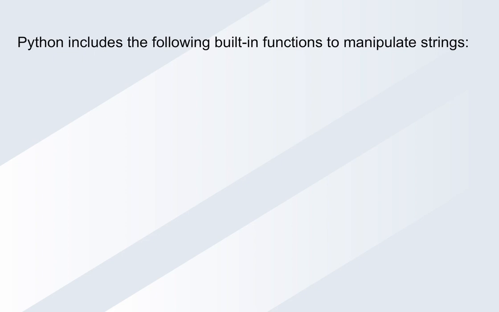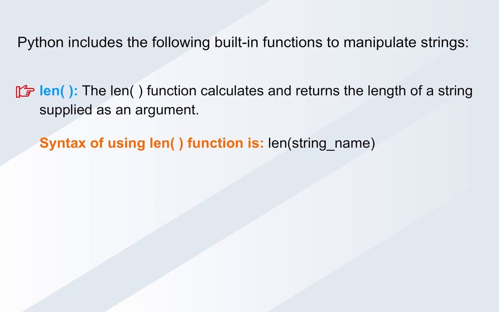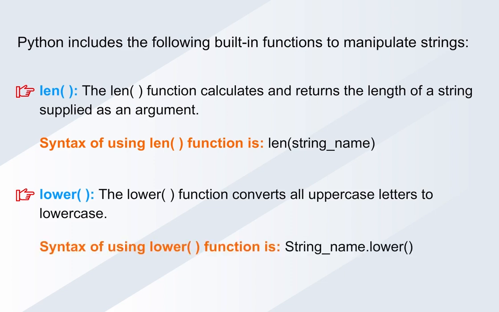String built-in functions. Python includes the following built-in functions to manipulate strings. Len. The len function calculates and returns the length of a string, supplied as an argument. Syntax of using len function is len(string_name). Lower. The lower function converts all uppercase letters to lowercase. Syntax of using lower function is string_name.lower().